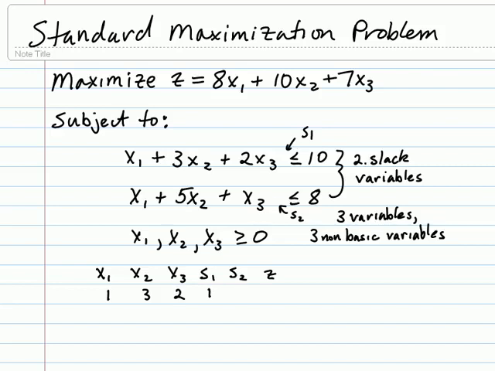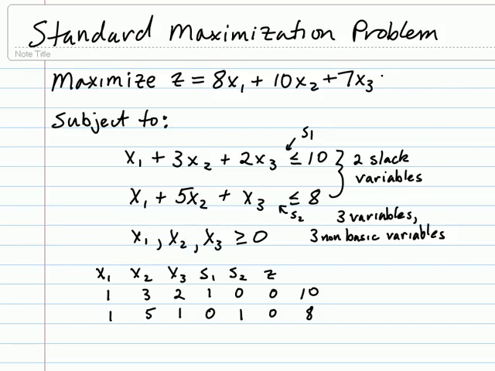An s sub 1, the first constraint won't have an s sub 2 or a z value, but it does have the constant 10. The second constraint gives us the coefficients 1, 5, 1 for x sub 1, x sub 2, and x sub 3. There is no s sub 1 variable, so its coefficient is 0. There will be an s sub 2 variable with a coefficient of 1, no z variable, and a constant of 8.